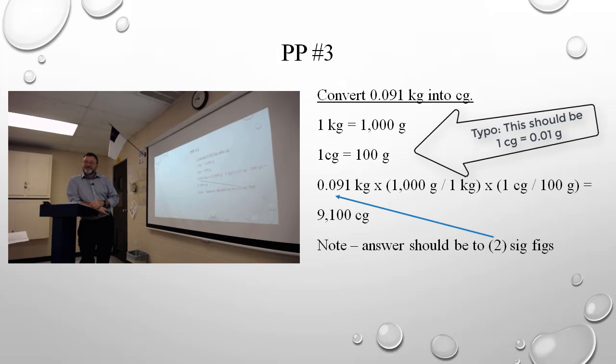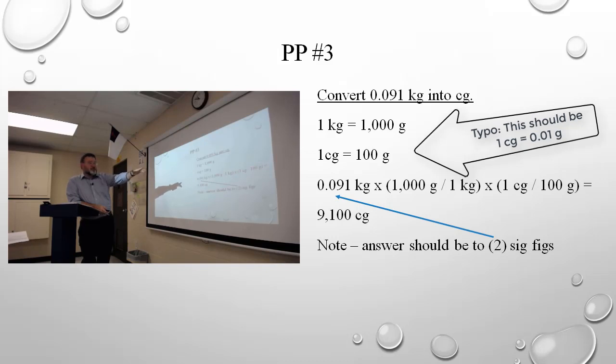When I divided it by 100, I got 0.91, but then when I divided by 0.01, I got that answer. That's what I got too. Okay, so yeah, my conversion factor is wrong, but my final answer is right. So 9,100 centigrams is right.